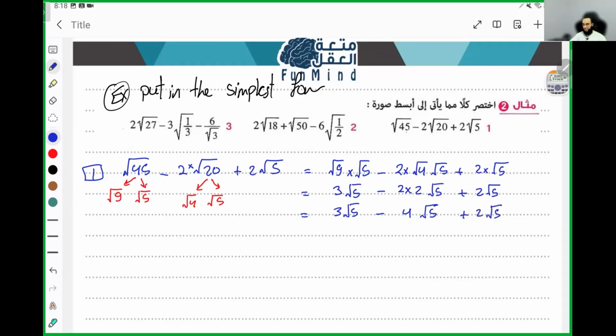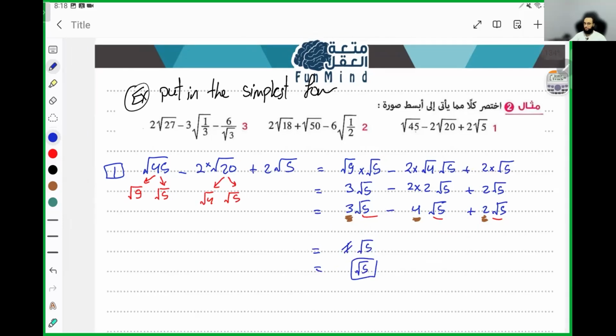Look at the question. All of them are root 5. We can add and subtract them easily. It's 3 minus 4 plus 2. 3 minus 4 is negative 1, plus 2 equals 1. Again: 3 minus 4, negative 1. Negative 1 plus 2, 1. Then it's 1 root 5, which is only root 5.